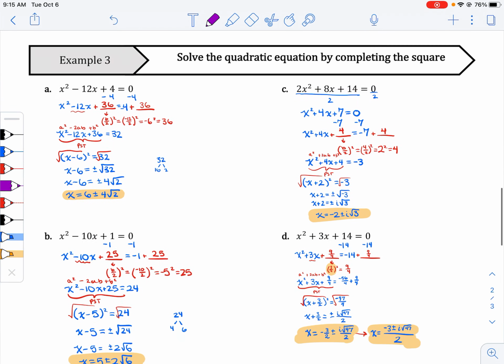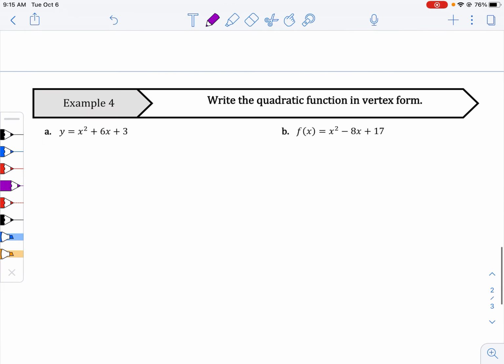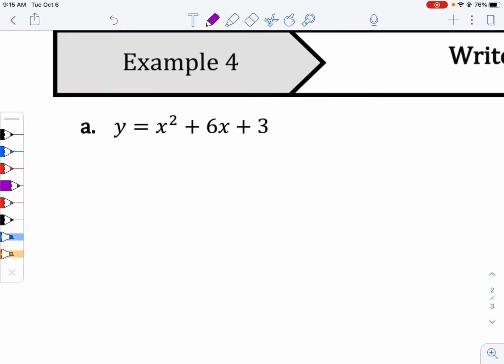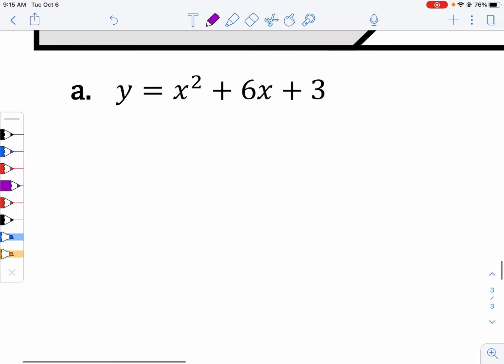So example 4 looks just like 3, except 3 was always set equal to 0, and in example 4 we have a y here. So this just wants us to write the quadratic function in vertex form. And it's basically the same. It is completing the square. There's one difference. Instead of bringing this 3 over, we're just going to leave it and kind of shove it to the side. So my first step for these is I'm going to have y, and then I'm still going to be adding something, equal to x squared plus 6x.